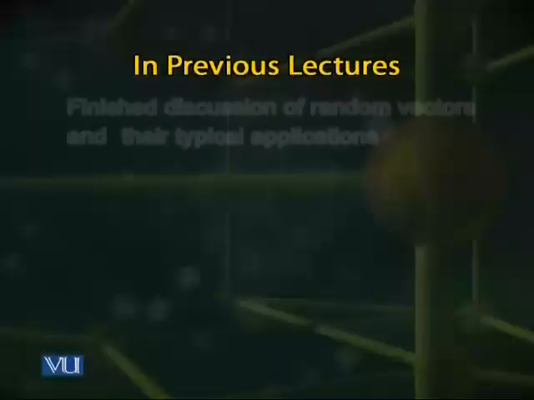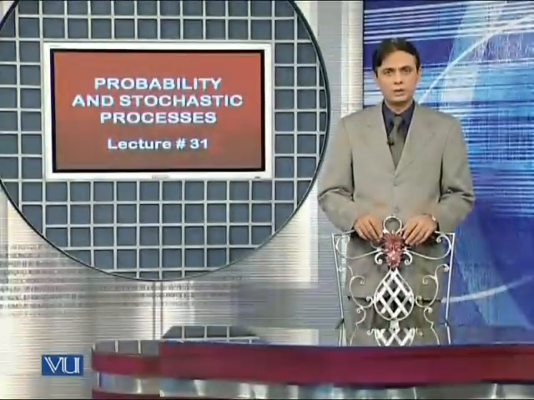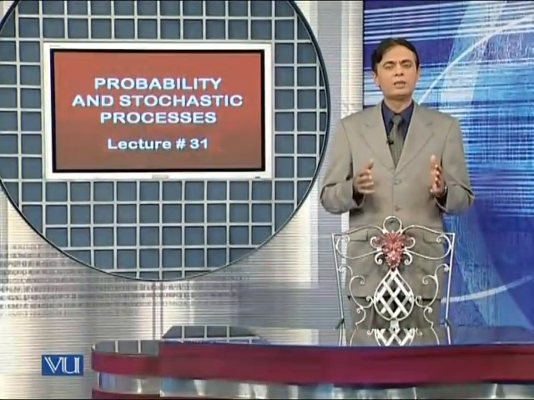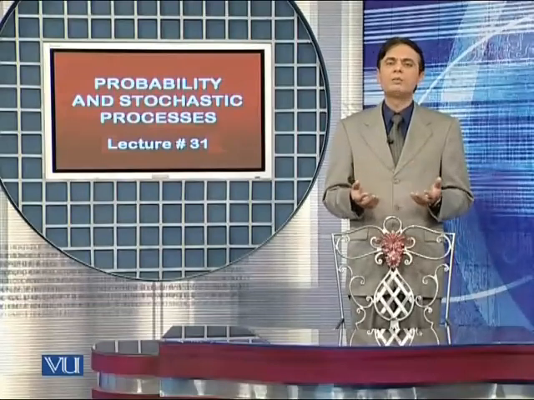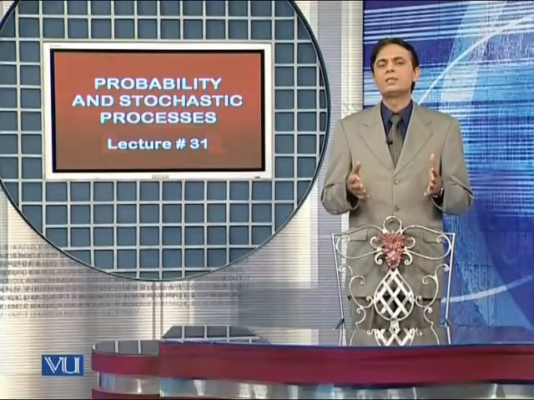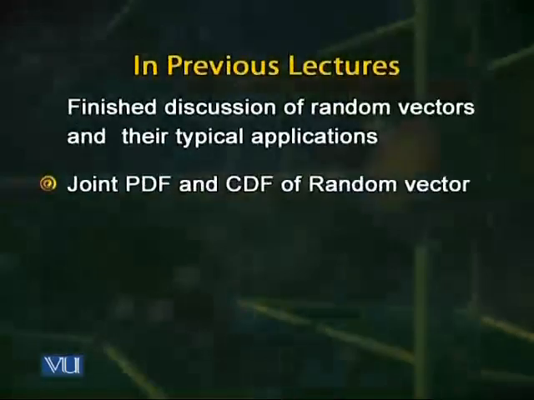In previous lecture, we finished our discussion of random vectors where we observe more than one quantities and we put them in an ordered manner, and then we assume that this ordered collection of observations is coming from an ordered collection of random variables. So a random vector is an ordered collection of many random variables. We talked about joint PDF, joint CDF of random vectors and a few applications of random vectors.